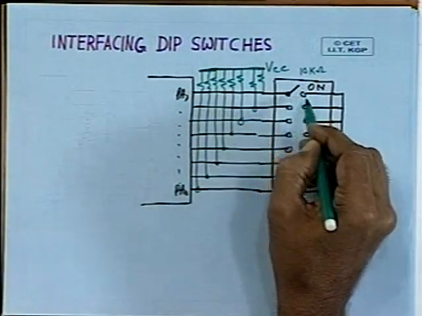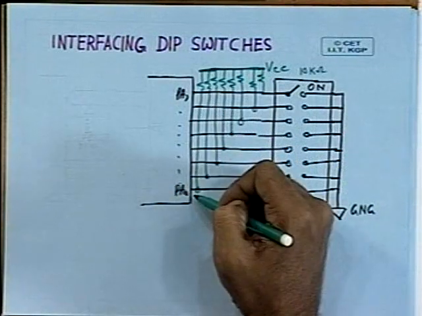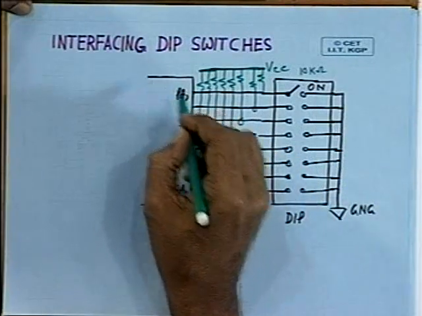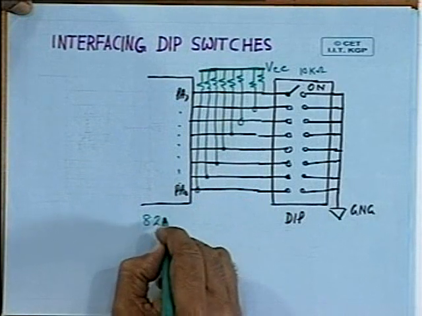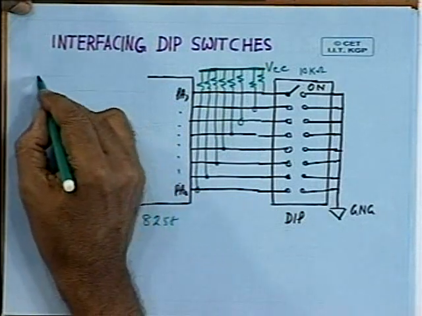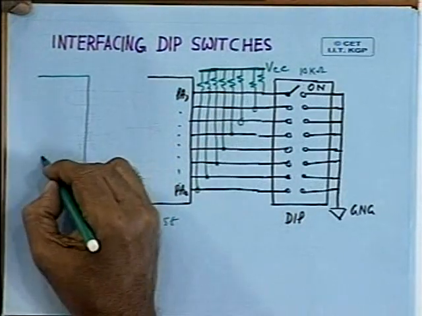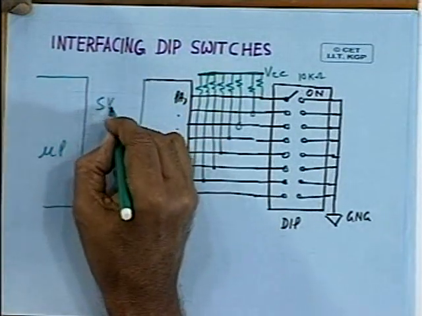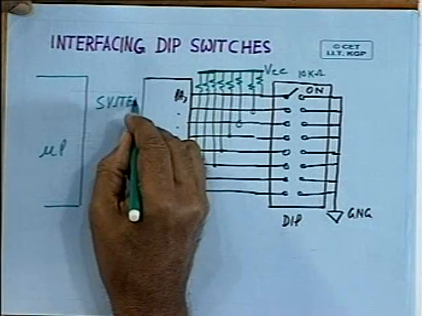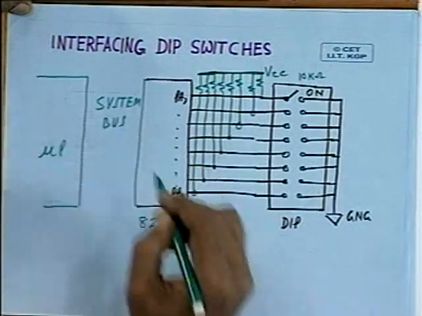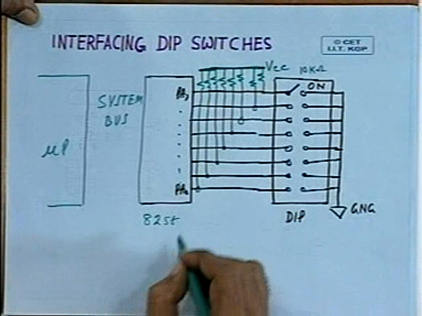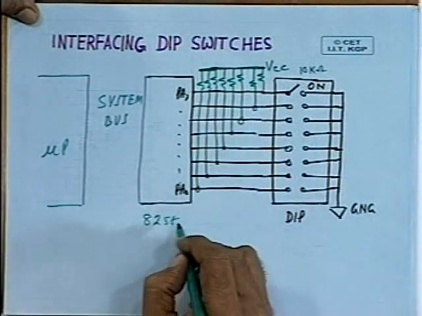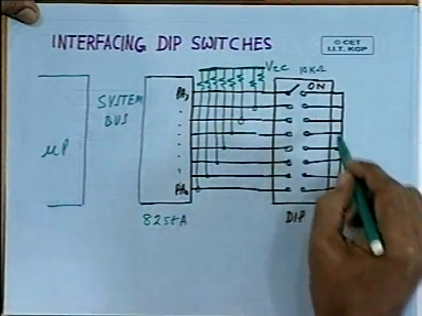When the switch is on, then you get 0 on these port lines. And this 8255 port is connected to the microprocessor in the usual way. I am not discussing this. This is the system bus, we have already discussed in detail. In the usual way, this is connected. And one port of the 8255A is connected to this DIP switch.